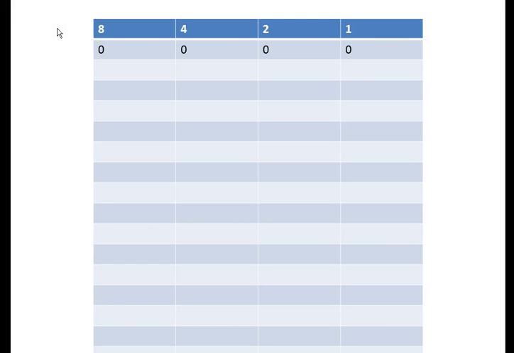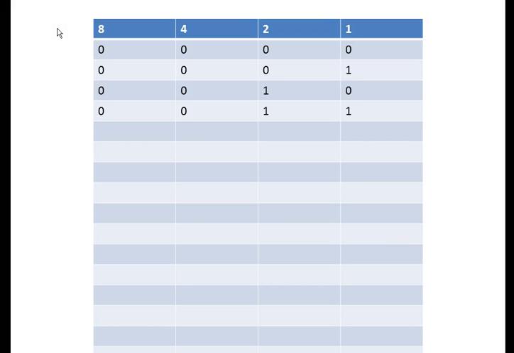So 0 is when all the digits are 0 and there's no value. 1 is when we have 0, 0, 0, 1. Now to get to 2, we want a 1 in the 2 column and 0 everywhere else, so we get 0, 0, 1, 0. To get 3, we want a 2 plus a 1, so we want a 1 in the 2 least significant bit positions, and zeros everywhere else.